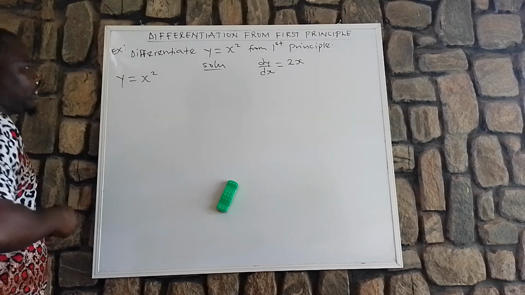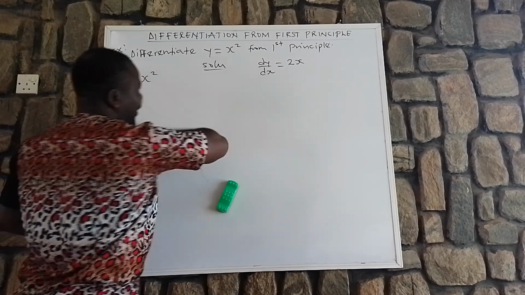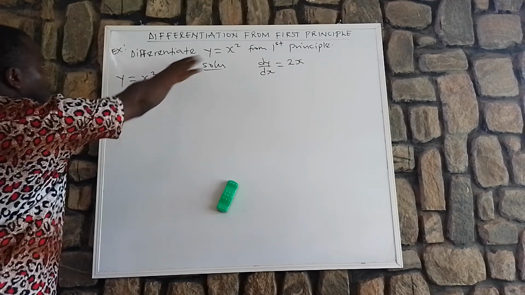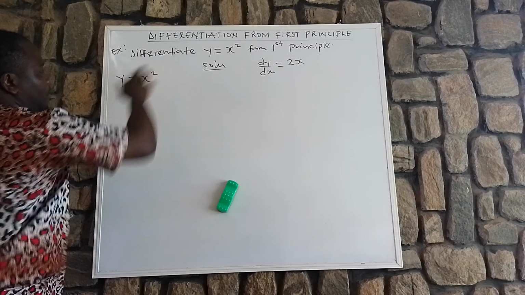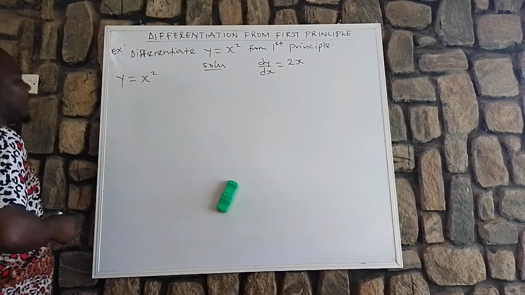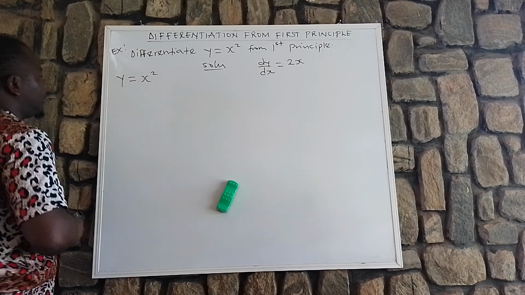Okay. Now, they said we should differentiate this function. We should not differentiate it directly, like this. Let us differentiate this function from first principle. That is what we want to look at. Okay, let us write out the formula for first principle.